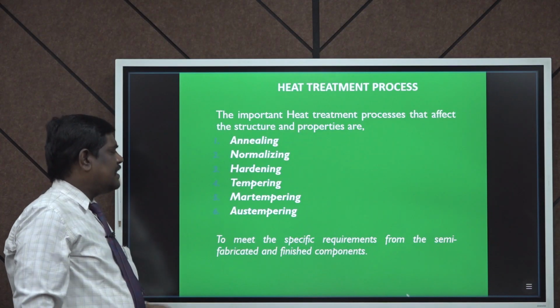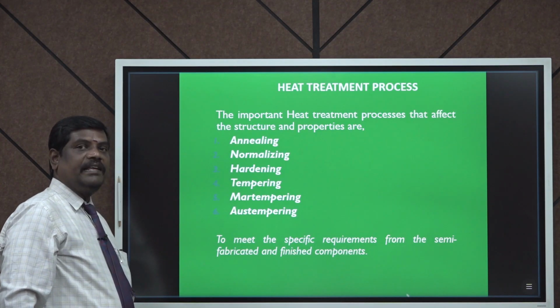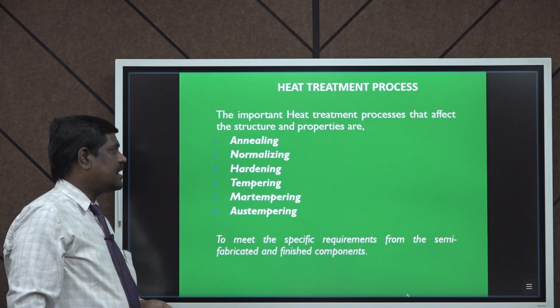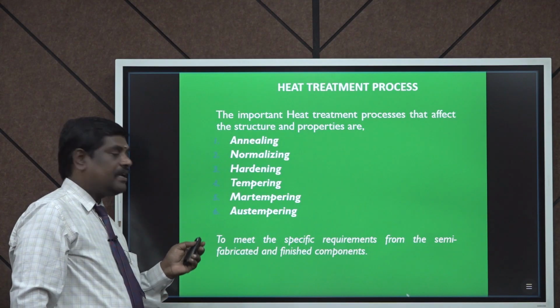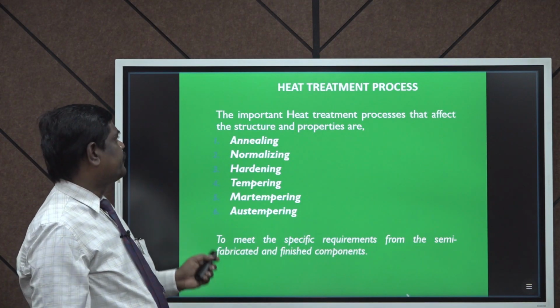And these are the 6 types of heat treatment process. The first one we call annealing, the second normalizing, the third hardening, the fourth tempering, the fifth Mar tempering, and the sixth Aus tempering. Let us see them one by one.